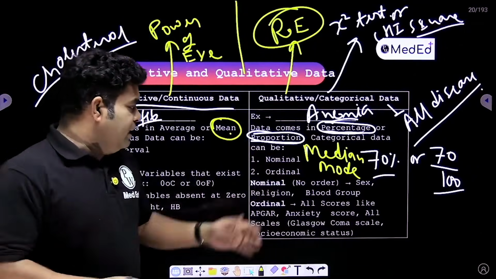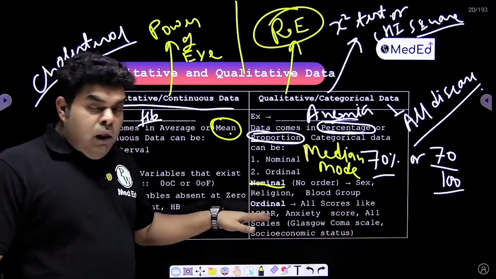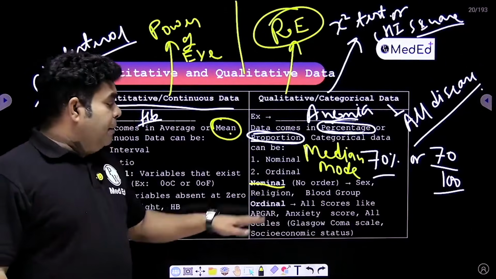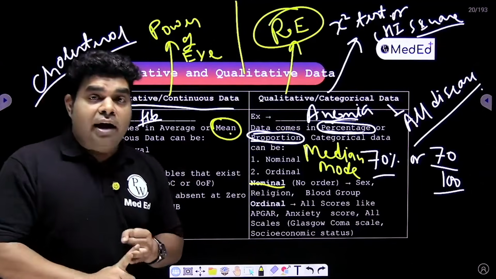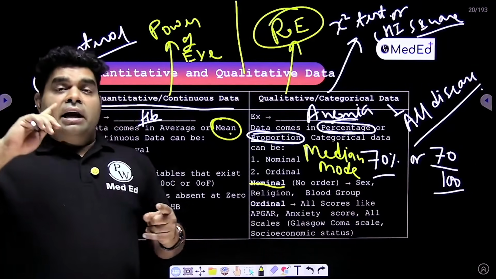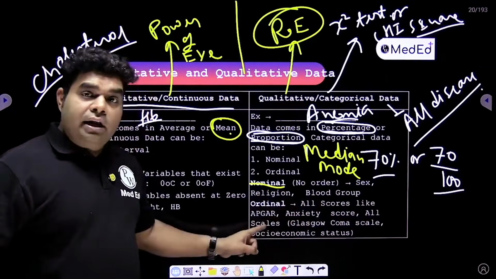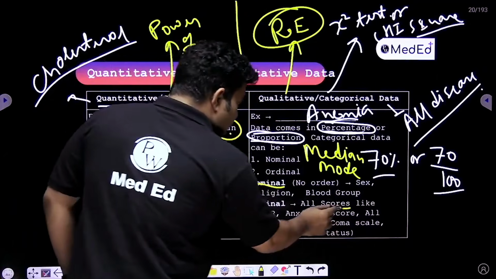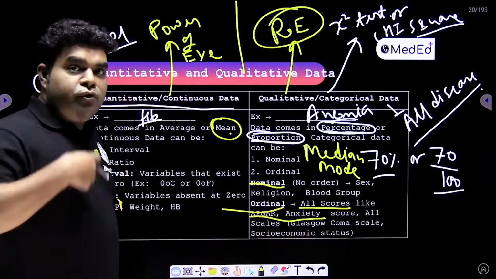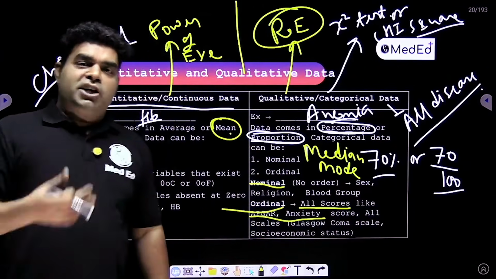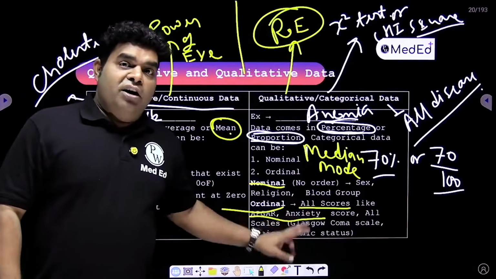So male, female and all these are just nominal data, just name. We cannot arrange them. Similarly, if you can arrange them, it becomes ordinal. And this question comes again and again. Glasgow Coma Scale, APGAR score, Child-Pugh criteria, all depression scales, anxiety scales, all scales and scores are ordinal. So if they use the word any score, any scale, the answer will always be ordinal, because we have forcefully put a number on a pain scale, depression scale, just to arrange them in order. So all scores and scales are always ordinal.